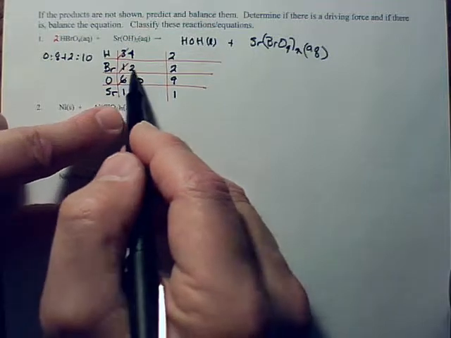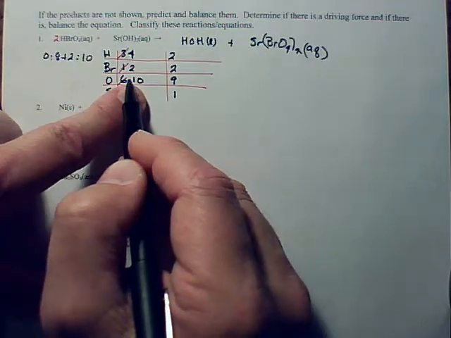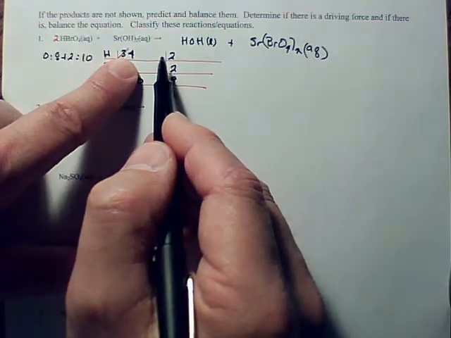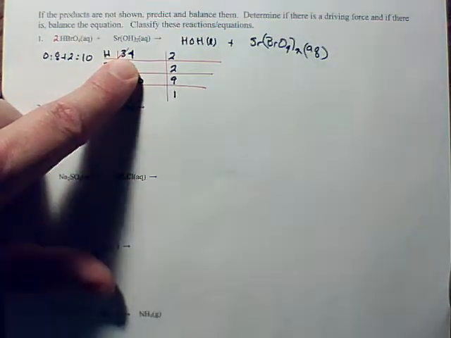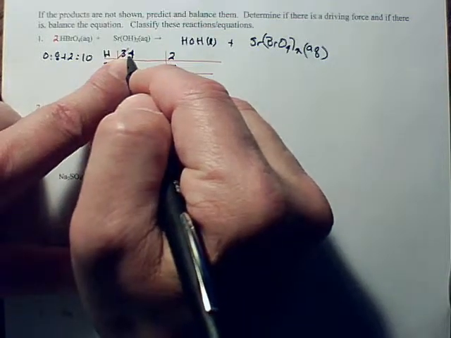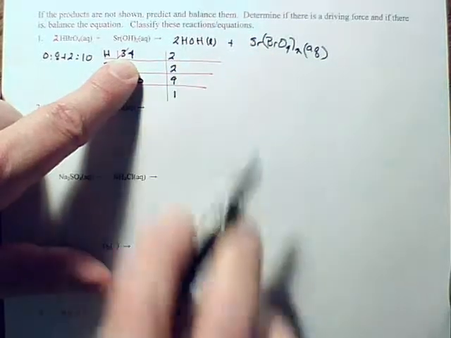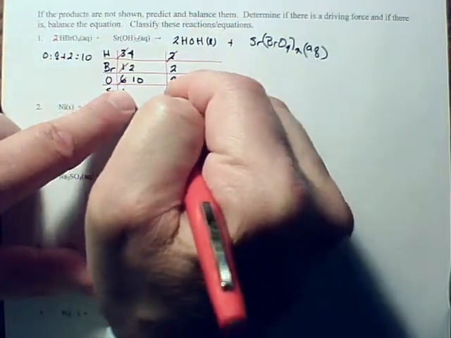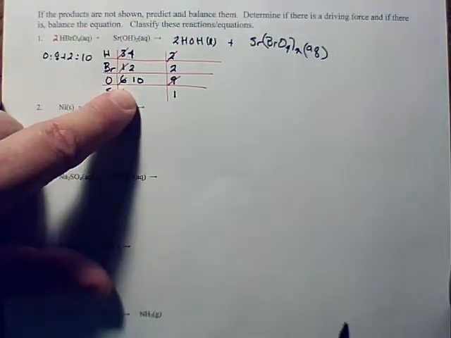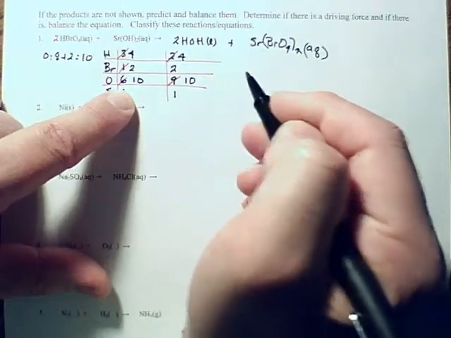Alright. Now the bromines are balanced and the strontiums are balanced. And since the only things left are the oxygens and hydrogens, I need to balance the hydrogens next, because hydrogens are always balanced next to last. Since I have 4 hydrogens on the left and only 2 on the right, I only need a 2 here. That's going to change the number of hydrogens and the number of oxygens on this side. That's going to give me 4 hydrogens and 10 oxygens.